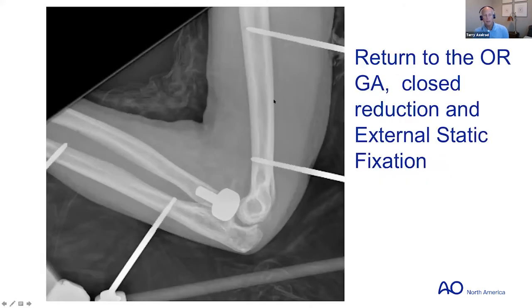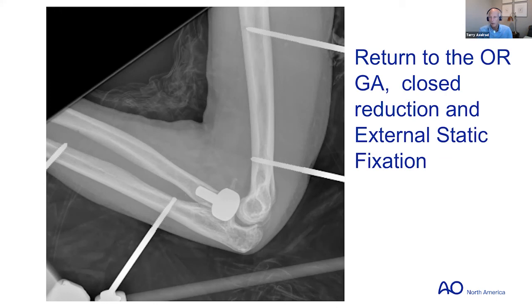So this is what I did in this case. Rather than redo all the repairs, I simply took him to the operating room, did a closed reduction. He went back in quite easily. So I think that this was only dislocated at the time that he was in the clinic, where he kind of popped it out when we were changing his plasters. And I just put on a static external fixator. You'll see that we've placed him at over 90 degrees of flexion. We're at about 95 to 100.